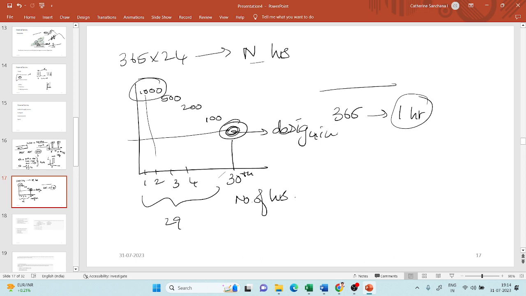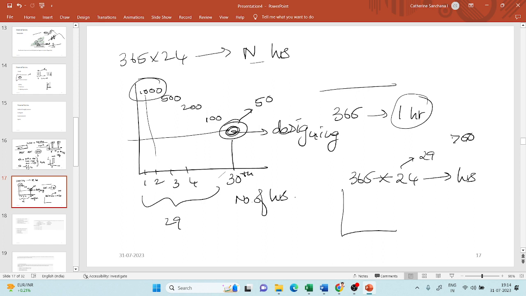Okay, what will this mean for the entire 365 days? There are 365 into 24, so there are this many hours in 1 year. Okay, total number of hours in 1 year. I'm going to say that 29 times of the year, say this is say 50, my traffic is going to be greater than 50, and my highway might have a problem. It might have congestion, it might have traffic, whatever.